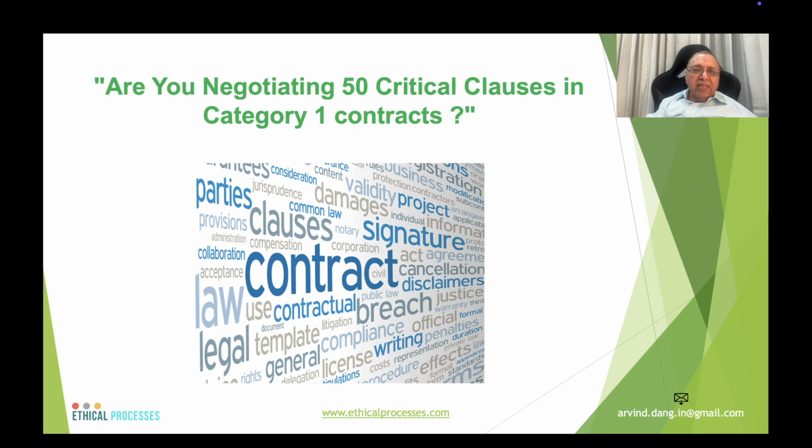So, as the slide shows, there are different clauses to be negotiated covering various kinds of aspects like pricing, warranty, quality, legal, and so on and so forth. So let's go one by one.